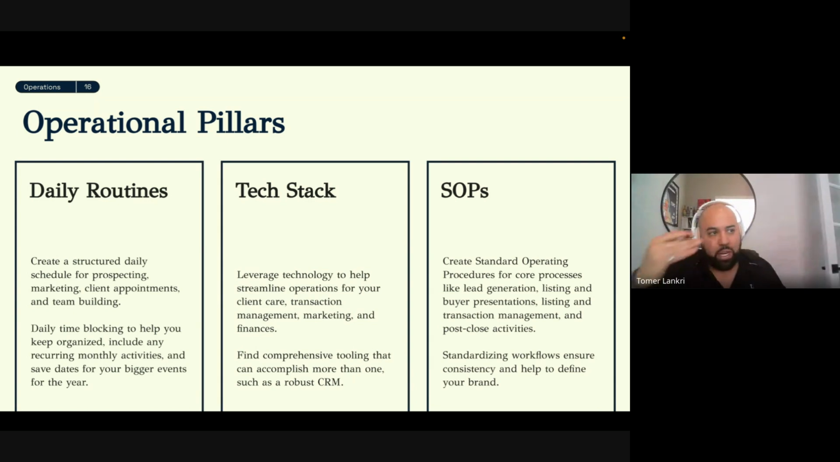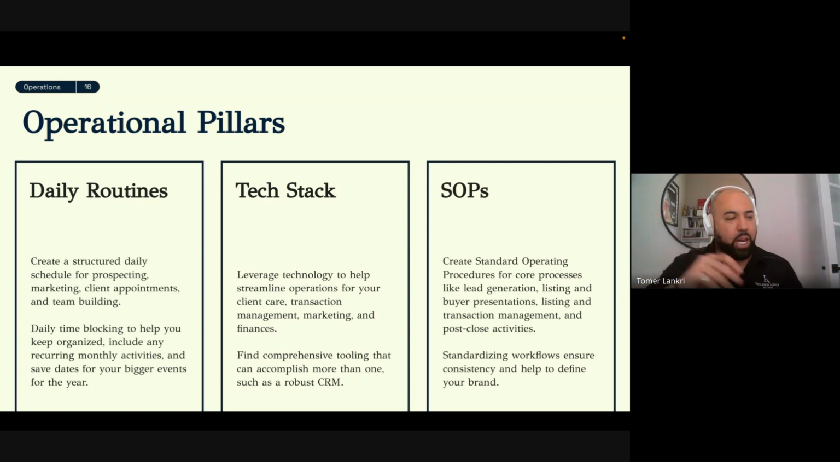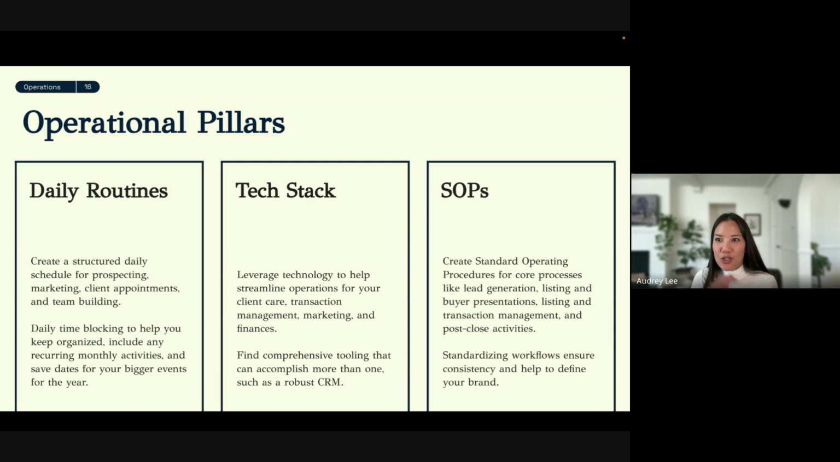Okay, so you're pretty much recommending putting together almost like a manual of all our daily routines, what we do as far as lead generation, marketing, social media, and transaction coordinating, to break down all the pillars of our business and then be more specific on the actions. Yep, exactly.